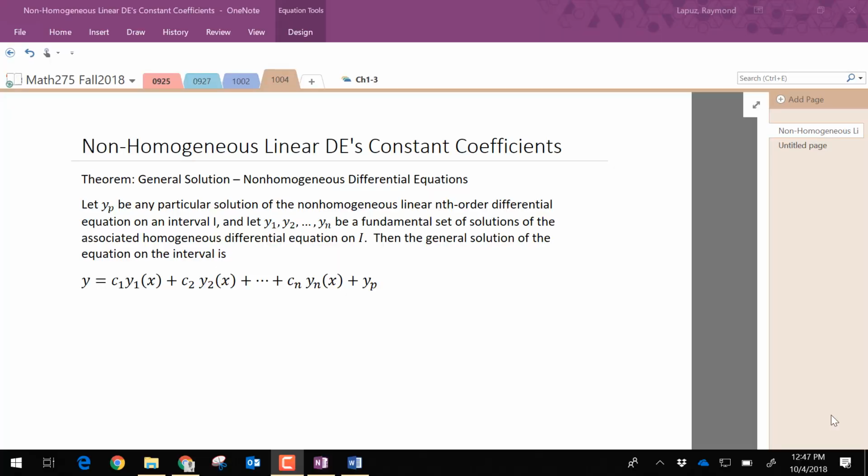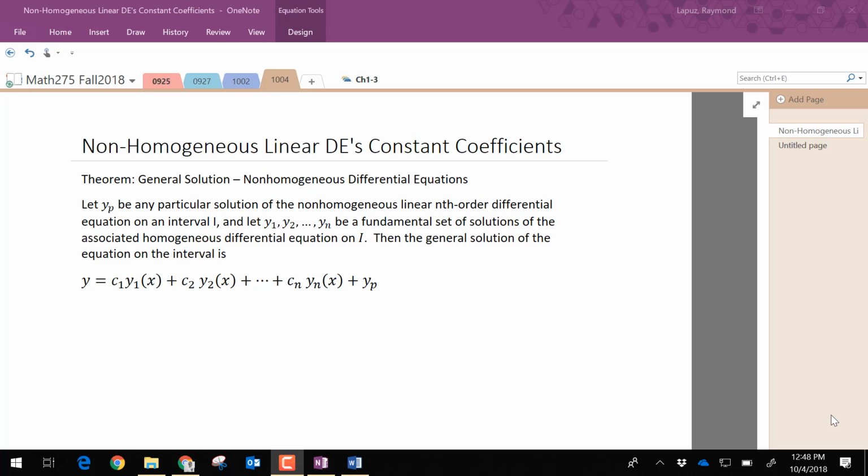The superposition principle says that the general solution for a non-homogeneous differential equation is based on collecting all the fundamental solutions for the homogeneous differential equations. By fundamental solutions, we're talking about a set of solutions that are linearly independent, and the number of solutions matches the order of your differential equation.